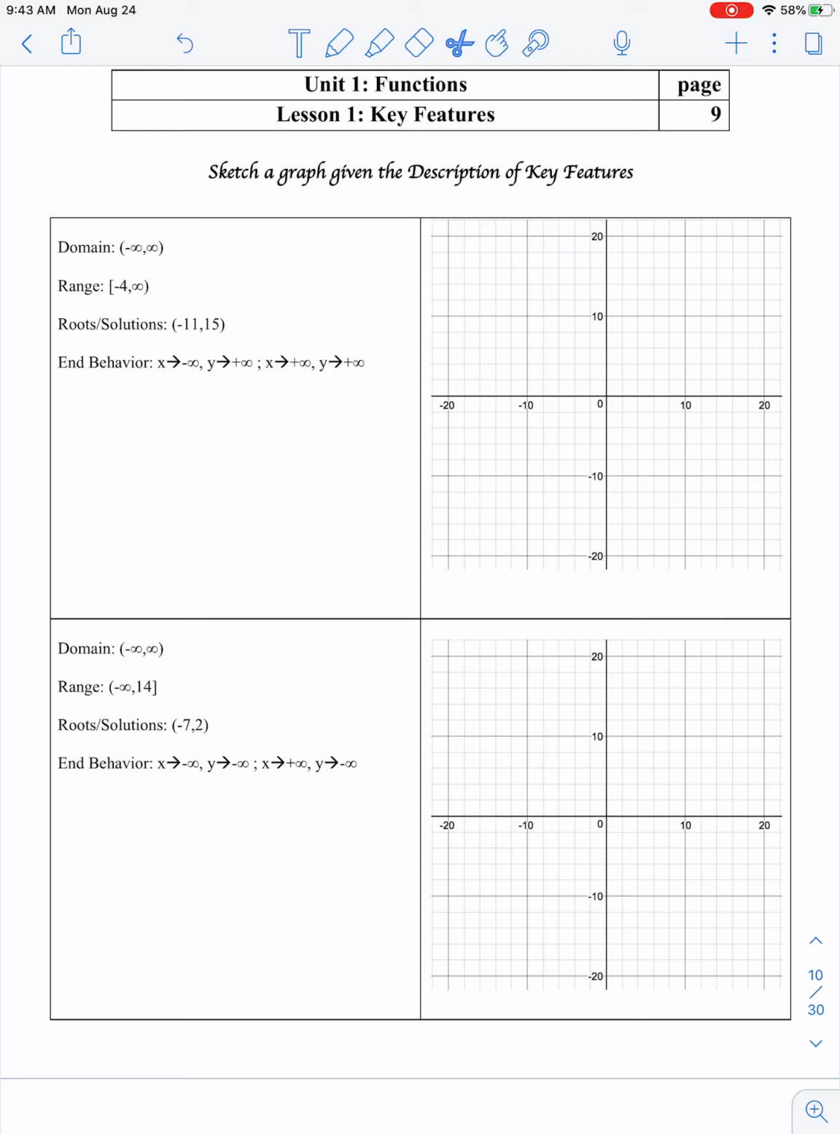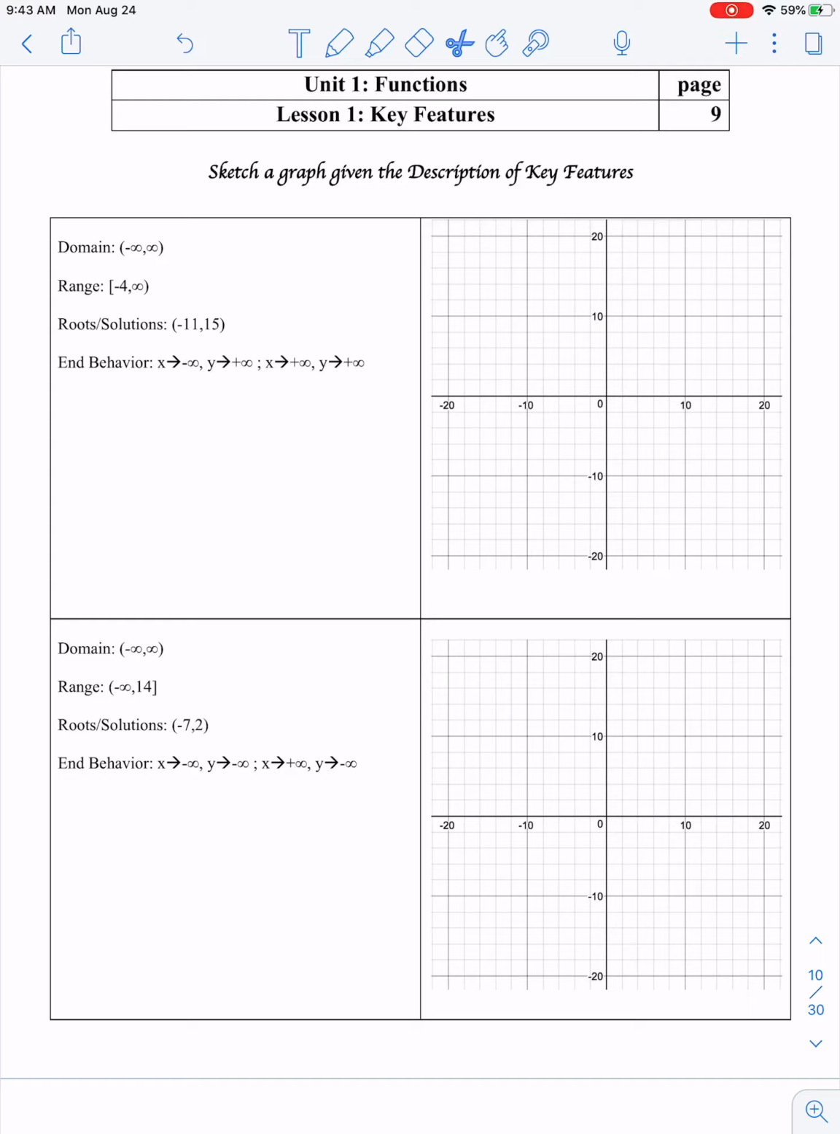Now we're going to cover sketching a graph given key features. So let me start in advance by saying there's no right graph for each one of these kinds of problems. Your answer is correct as long as you stay within the guidelines of the key features given. Okay.